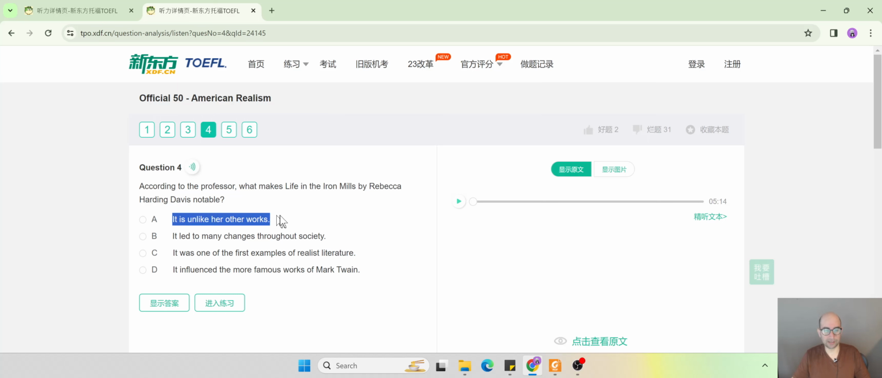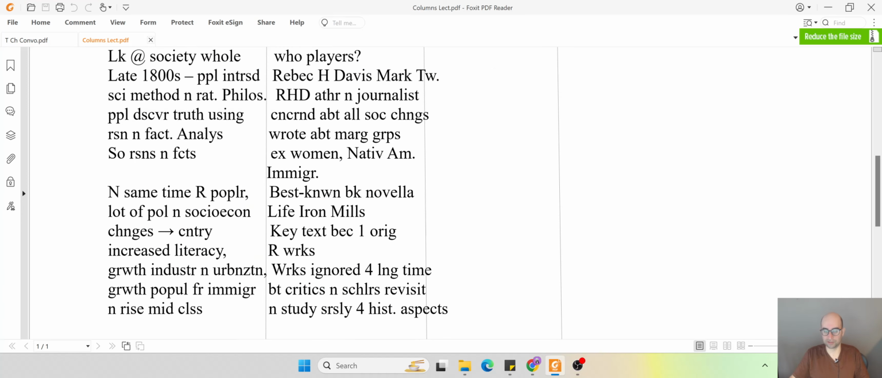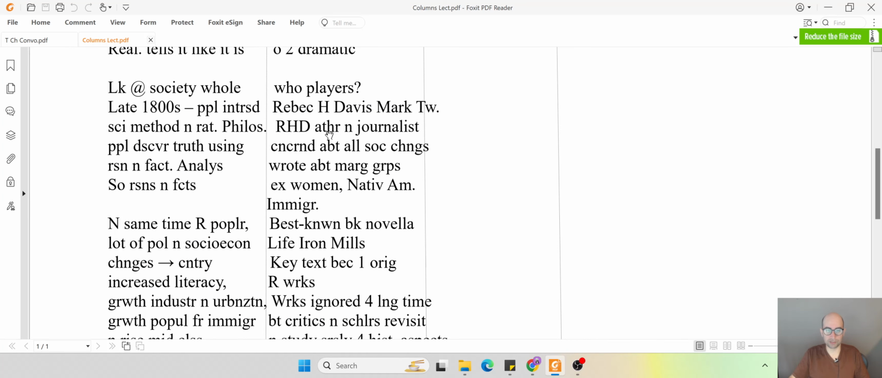Okay, so choice A, it is unlike her other works. That's not why they said it was important, right? The keyword here is notable. That's not what they said. Choice B, it led to many changes throughout society. Okay, guys, be careful. There was something about changes throughout society, but did they say this book, Life in the Iron Mills, caused changes throughout society? Let's come back. I just want to show you. I already know the answer, obviously, but when you're reading, you want to be really careful.